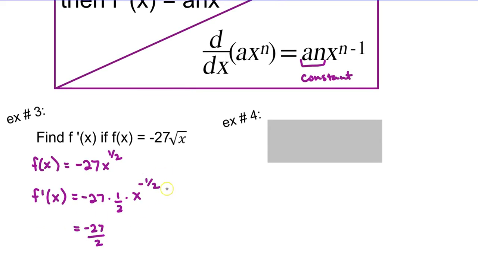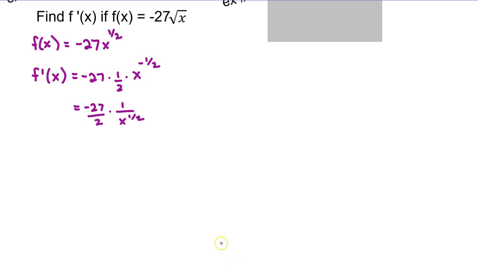And then the other thing I would do is change the notation back to a radical. So x to the negative 1/2 power is the same as 1 over x to the 1/2 power. And changing that back to a radical would be negative 27 over 2 square root x, because x to the 1/2 power is square root x.